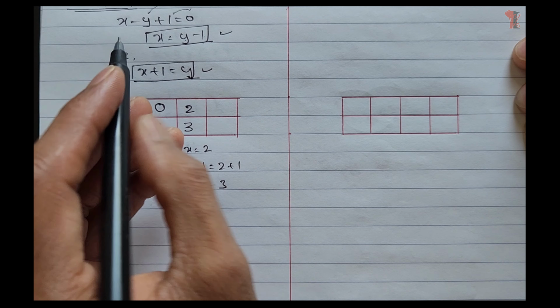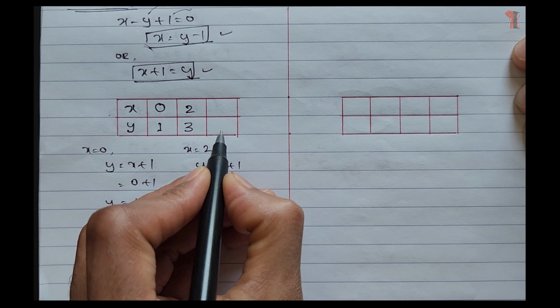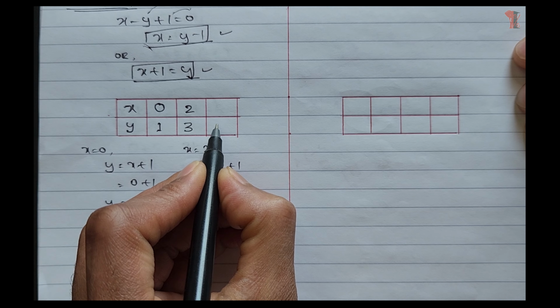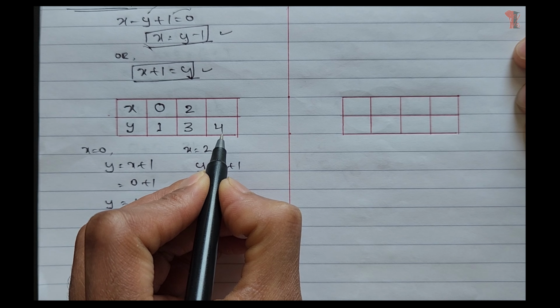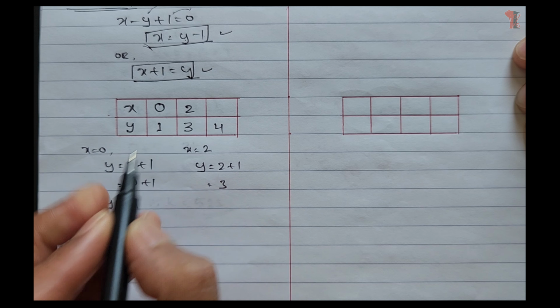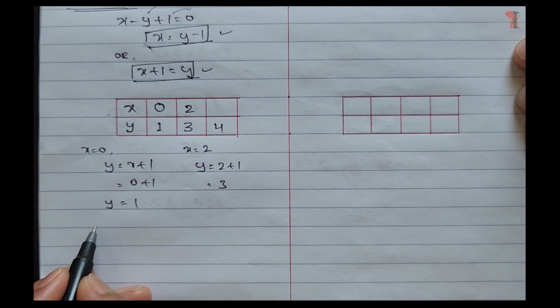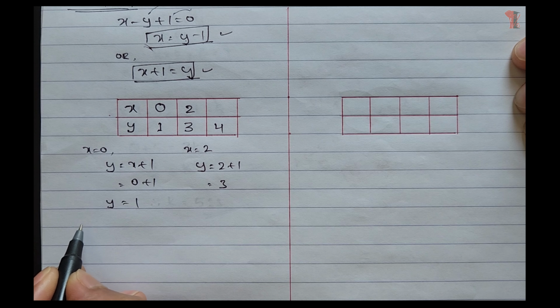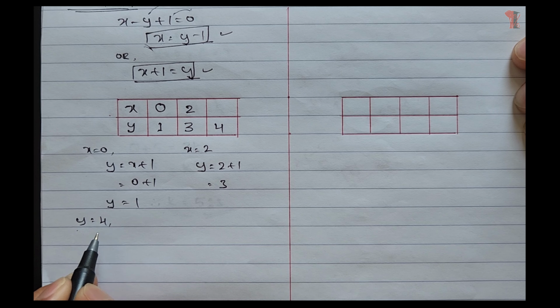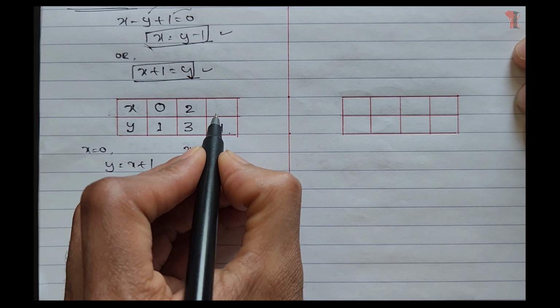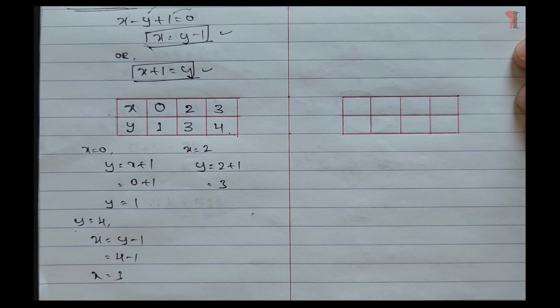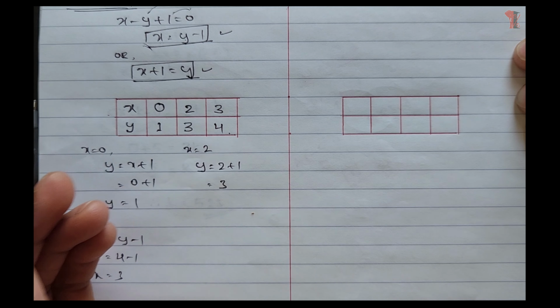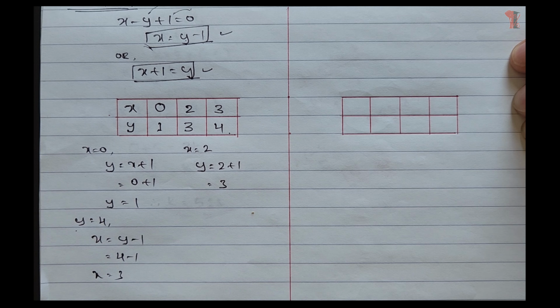Just for a trial, I will use this other equation. Say for example, I will take y as 4. If I take y as 4, see, I'm using this equation, x is equal to y minus 1. So that is 4 minus 1, which gives me 3. That means when y is 4, x is 3. Is that clear? So we can use any one of these. Fine, that's the first part of it.